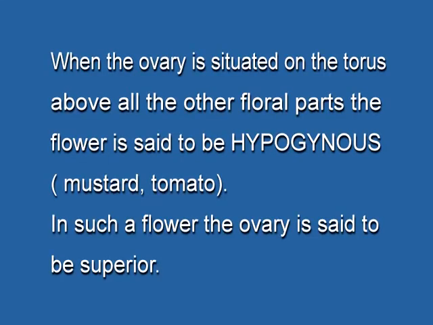Now we are talking about hypogynous. When the ovary is situated on the torus above all the other floral parts, the flower is said to be hypogynous. For example, mustard, tomato. In such a flower, the ovary is said to be superior.